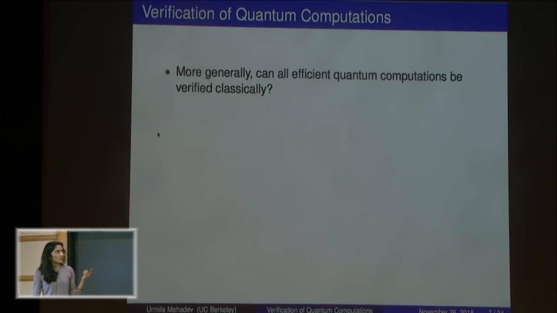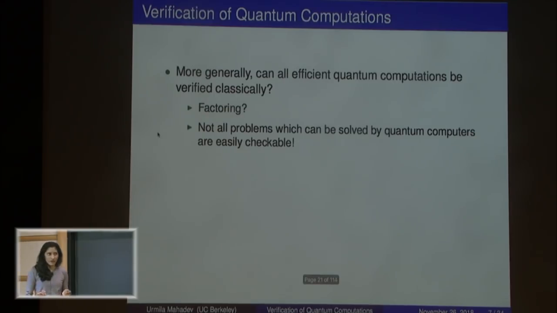So once I ask this question, maybe the first thing that comes up is factoring. Now I'm asking about general quantum computations and not restricted to small devices. So why can't we just test them using factoring? And the problem there is that factoring has this special property that it's easily checkable. In other words, it's in NP. And we don't expect that all quantum computations have this property. So factoring isn't a general solution to this problem. And we still require a general method in which we can classically verify quantum computations.